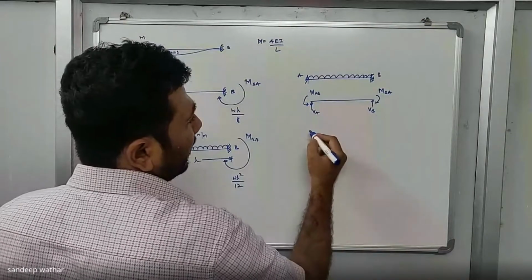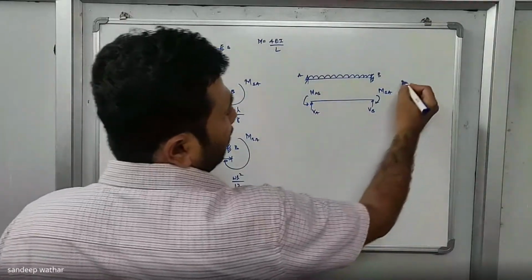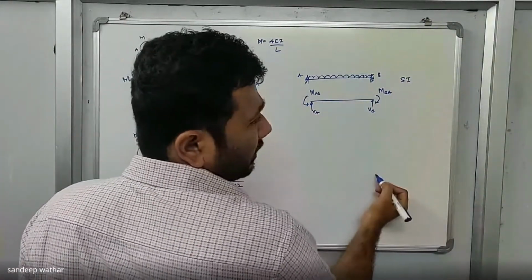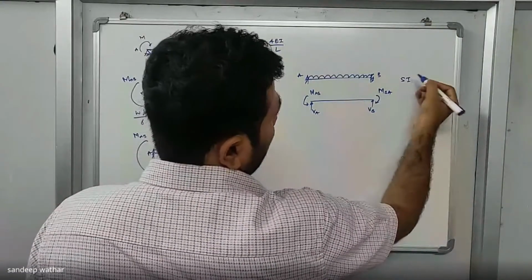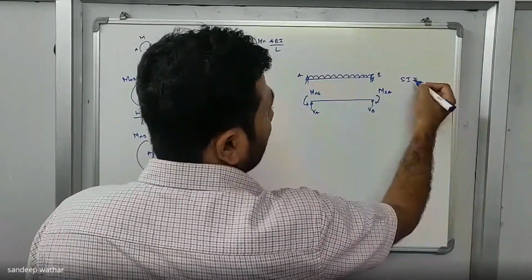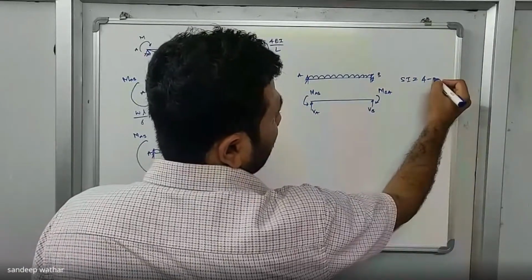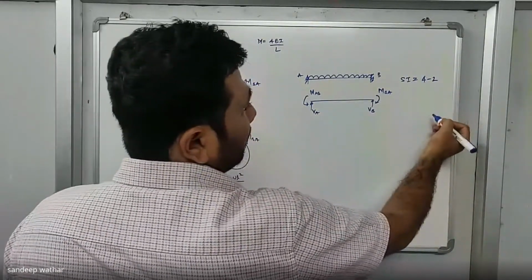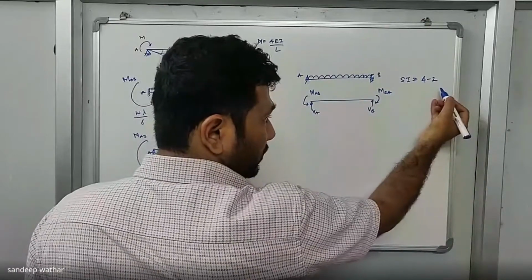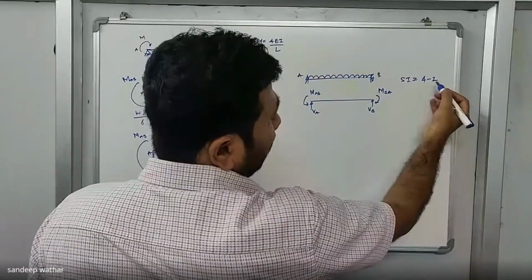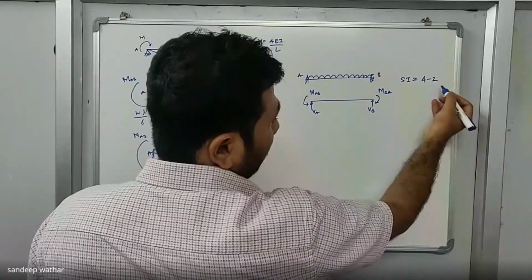According to the free body diagram, you will calculate how much your SI is. SI means static indeterminacy. I'm calling it SI, you can call it anything you want. So this is static indeterminacy. We have 4 reactions minus 2 equilibrium equations, which are the summation of all vertical forces equal to 0 and the summation of all the moments at any point, at any end, equal to 0.